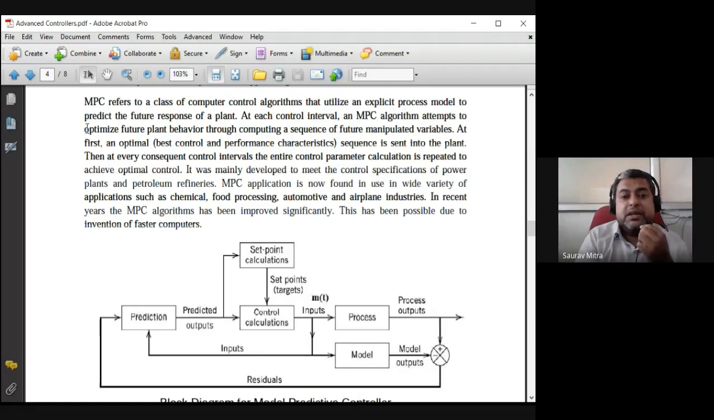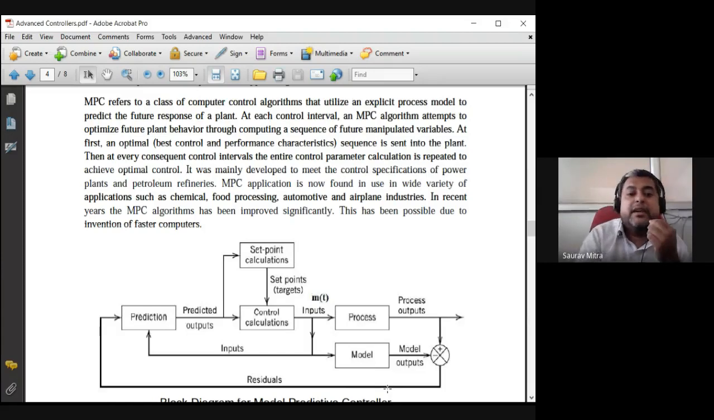So MPC refers to a class of computer control algorithms that utilizes an explicit process model to predict the future response of the plant. Okay, so this output will be predicted, or this output is going to be as predicted by the process model. So at each control interval, the MPC algorithm attempts to optimize future plant behavior by computing a sequence of future manipulated variables.